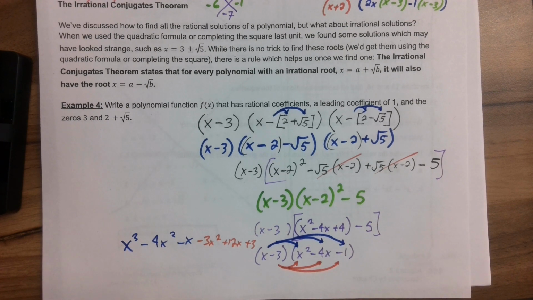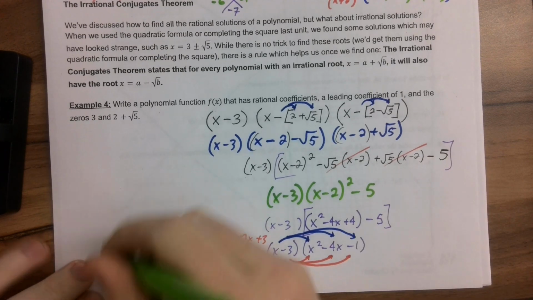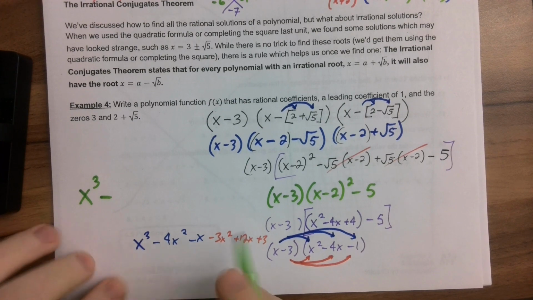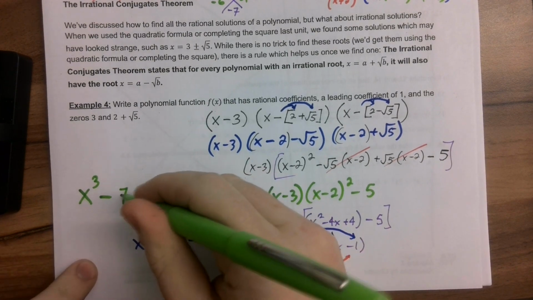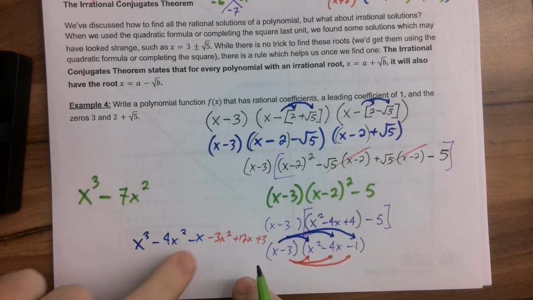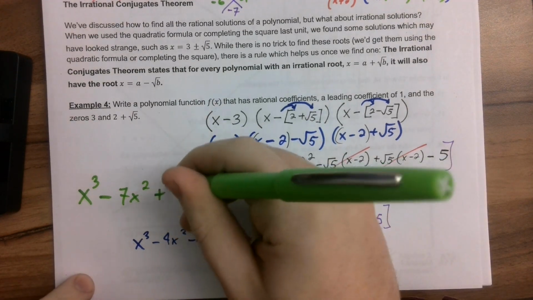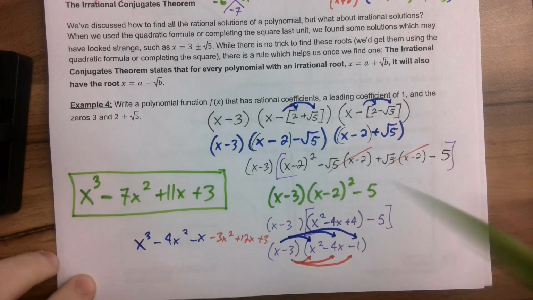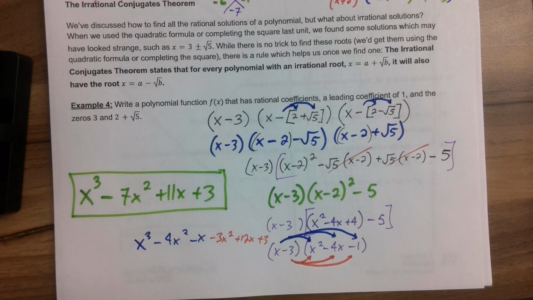Our final answer for this incredibly long problem is x cubed, and negative 4 and negative 3 combine to make 7, so minus 7x squared. Negative x and 12 make 11x, plus 3. Bam. We are done.